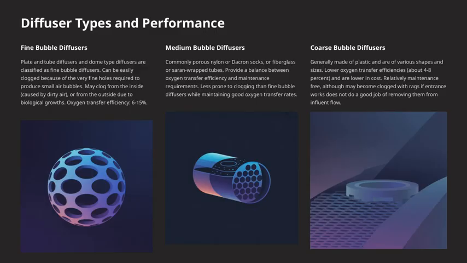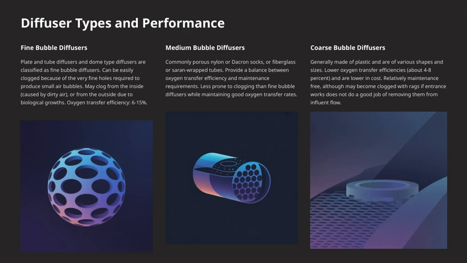Now, let's take a closer look at the different types of diffusers and their performance. First up are the fine bubble diffusers. These include plate, tube, and dome-type diffusers, all of which produce very small air bubbles. The key advantage here is their high oxygen transfer efficiency, typically ranging from 6 to 15%. However, a challenge with fine bubble diffusers is that they can be easily clogged. This can happen either from the inside, due to dirty air, or from the outside, because of biological growths. Keeping these clean is essential for maintaining their performance.